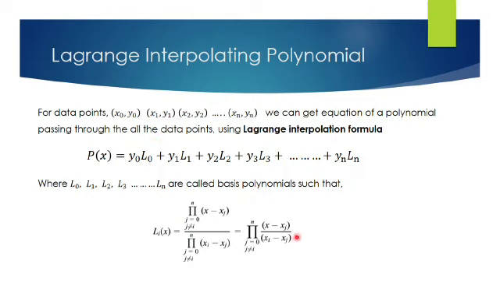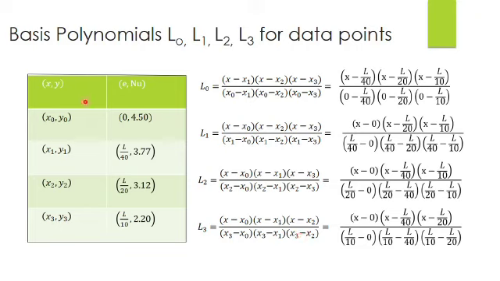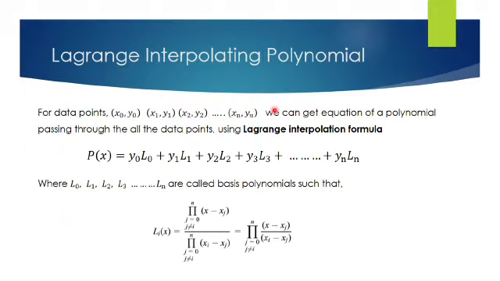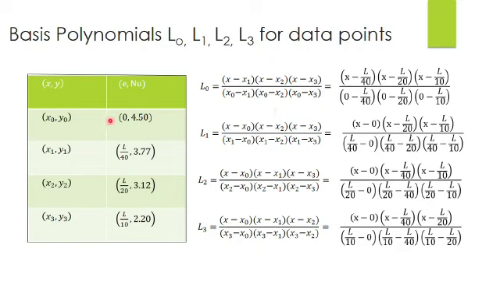This is the formula. You'll get a better insight of this formula in the next slide. So these are the points we have, x0, y0 as 0, 4.5. These are the points I'm talking about, 0, 4.5. These are arranged in this form, x0, y0, 0, 4.5, x1, y1 and so on. And this is how we get the basis polynomials for this.